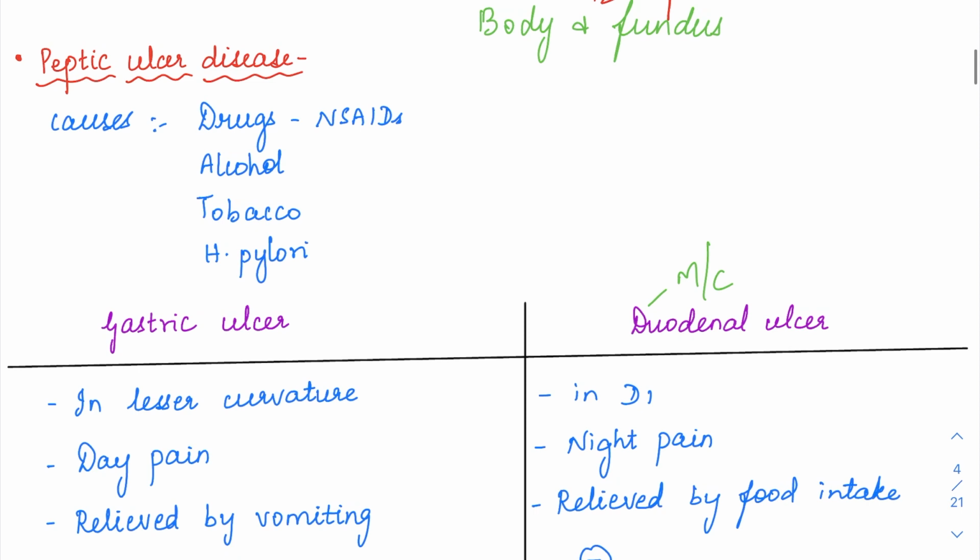And other than that, H. pylori infection, the most common one. Other than that, we also have blood group O.